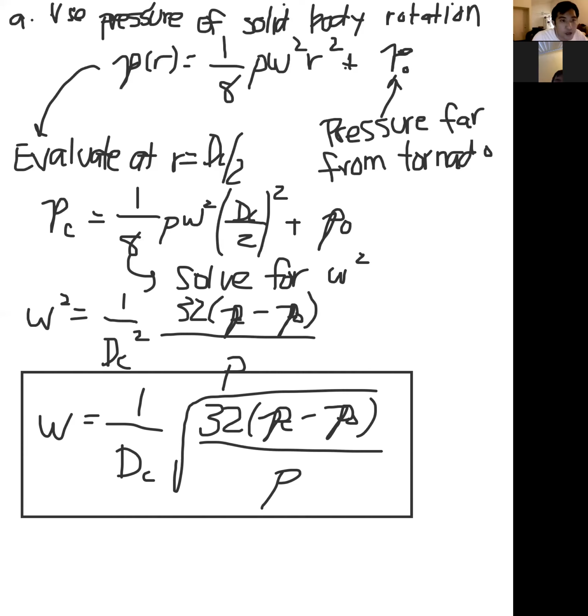So we use the fact that we knew the pressure at a specific location in the tornado to solve for the vorticity. Okay. And remember, inside the Rankine vortex we have solid body rotation, and whenever we have solid body rotation, then the vorticity is going to be constant inside that solid body.